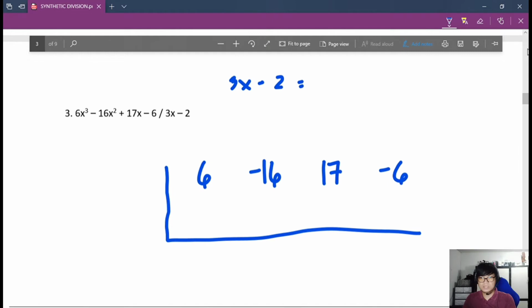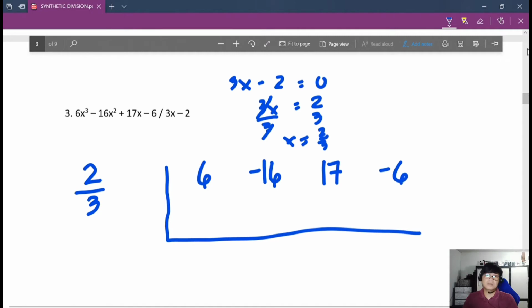Pwede natin ipit sa 0. So 3x equals to 2, divide both side by 3 para makuha natin yung x. So 2/3. So 2/3 yung ating divisor.